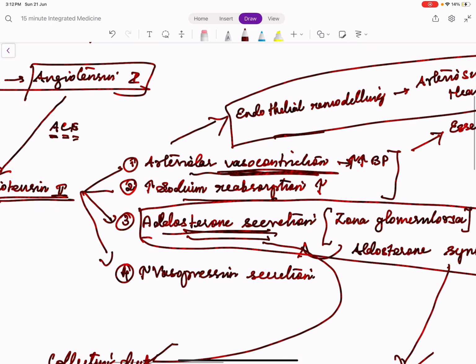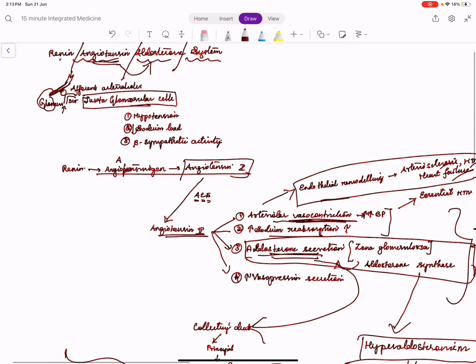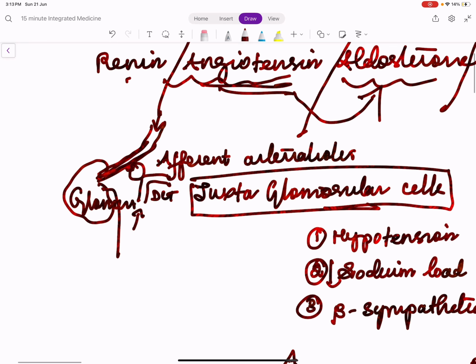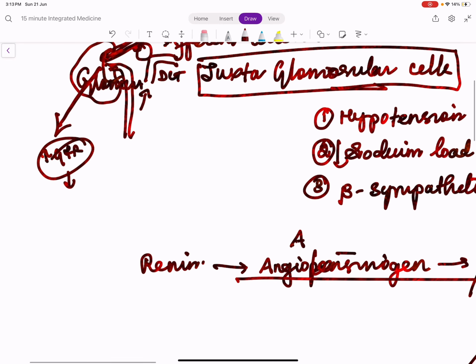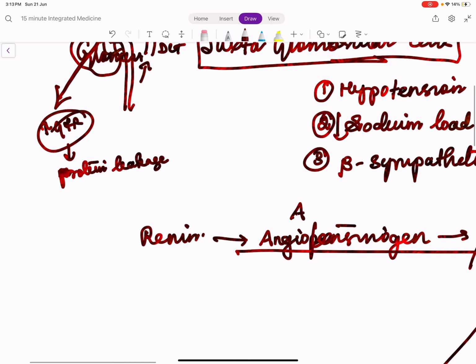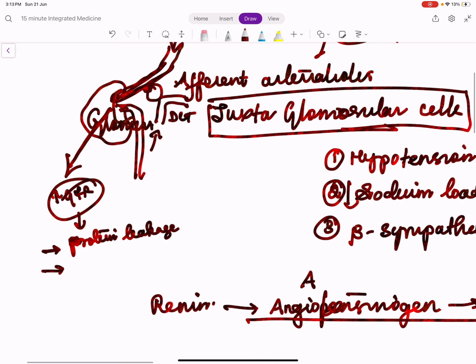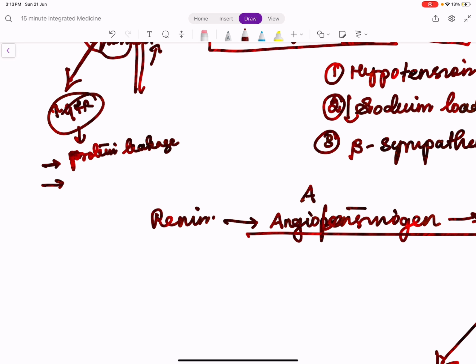Now, when we are speaking about arterial vasoconstriction, in the glomerulus, the efferent arterioles also get constricted by the angiotensin. When this process happens, glomerular filtration rate increases. So when GFR increases, there will be more protein leakage through the glomerulus. So that is why in chronic kidney disease, in long-standing hypertension, or in diabetic kidney disease, when there is remodeling of the glomerulus, there will be protein leakage through the kidneys. That is picked up by microalbuminuria or albuminuria.